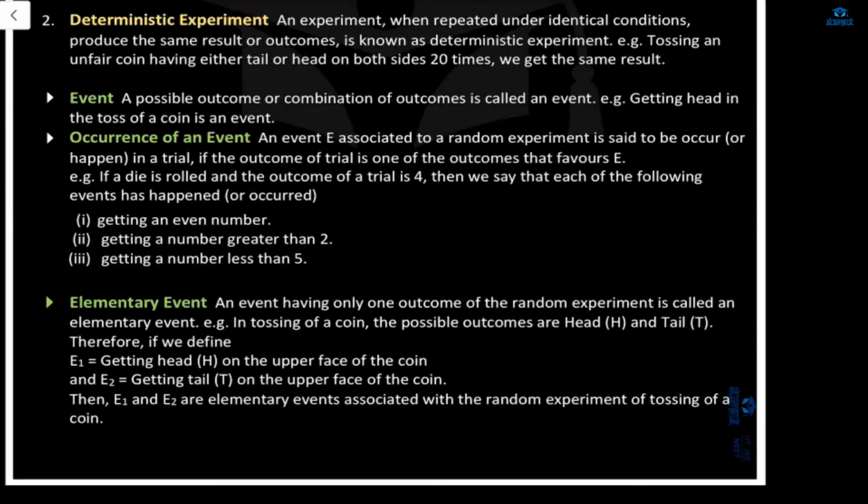Now, elementary event. Elementary means one. An event having only one outcome, that is called an elementary event. An event which will have only one occurrence of that random experiment is called an elementary event. For example, if you are tossing a coin, the possible outcomes are head and tail. If you are finding out getting only a head, it is an elementary event. Getting only a tail is also an elementary event.